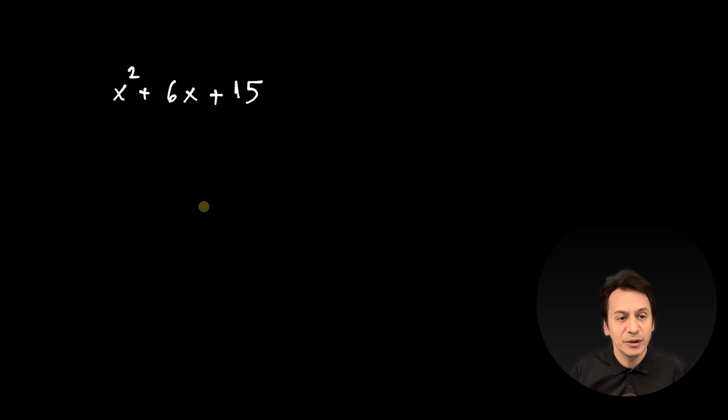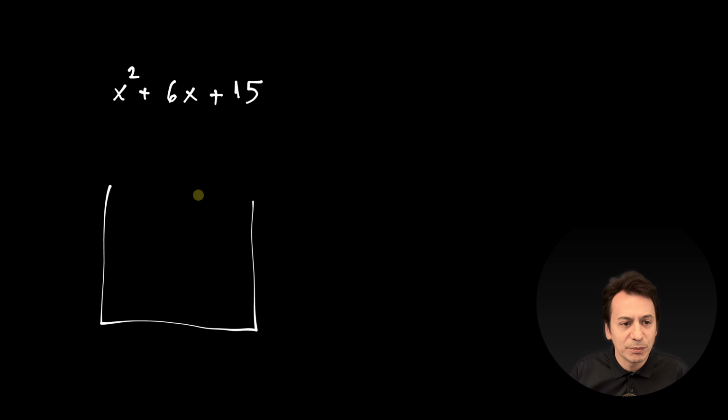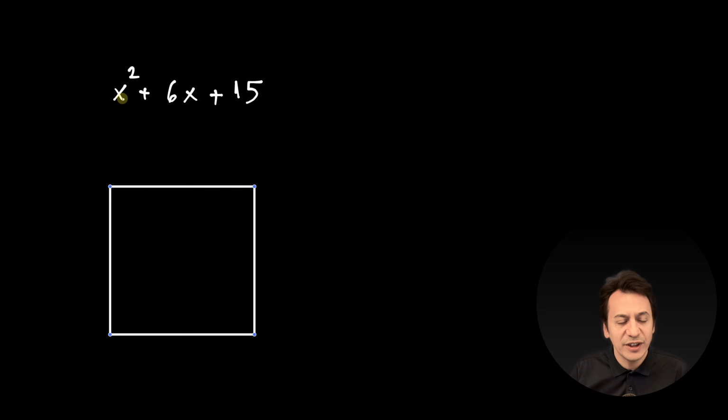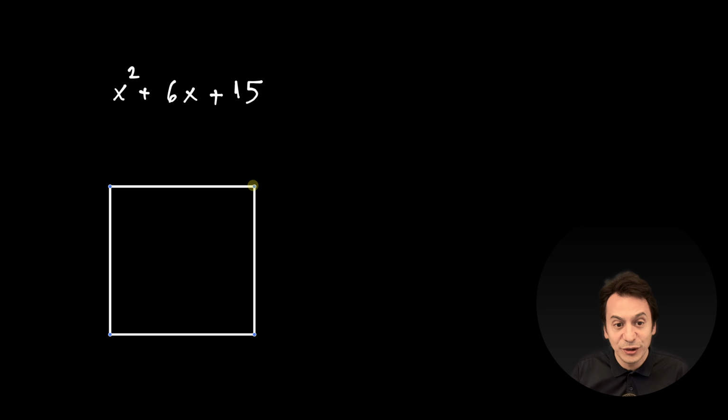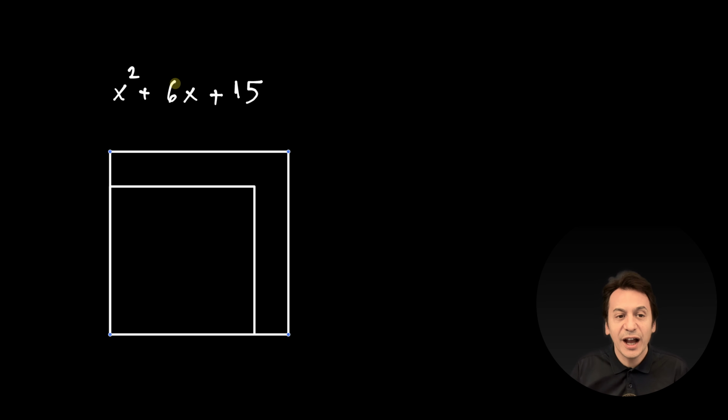As always, I'm doing my visualization. I know how to complete a square. Well, this x squared means a square with a side length x, and I will add something to it, and then it will become a larger square. I know the story. I know where this 6x is going to come from.